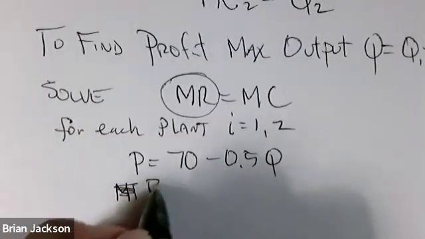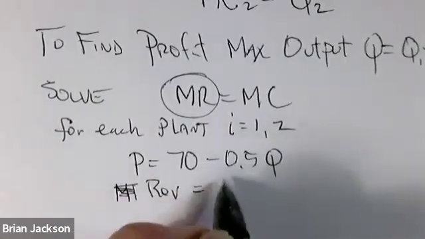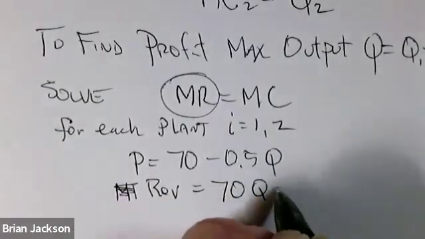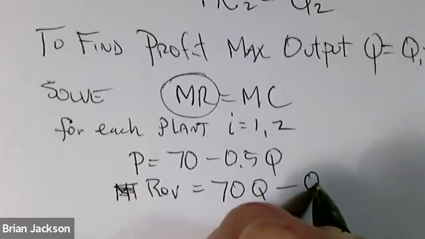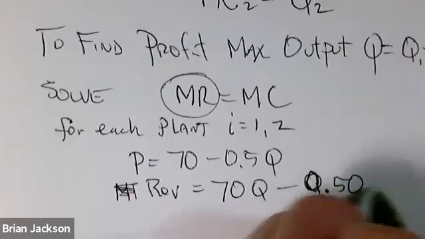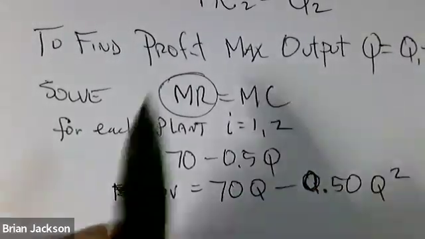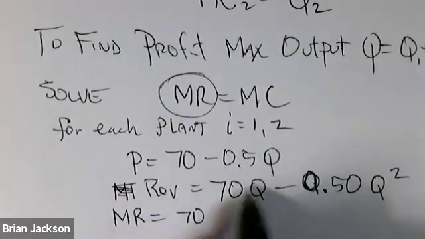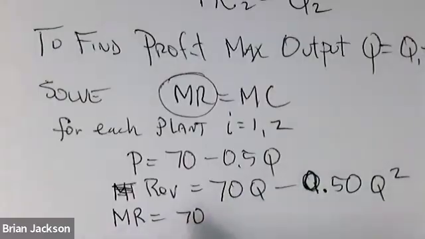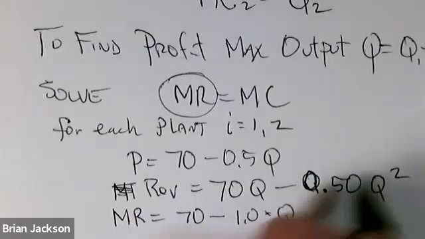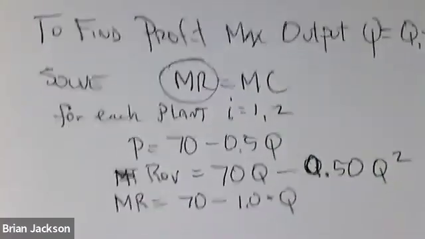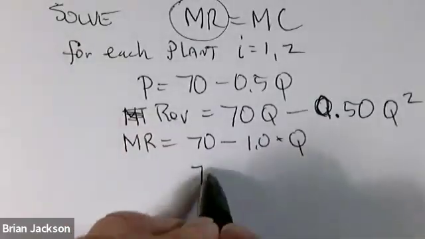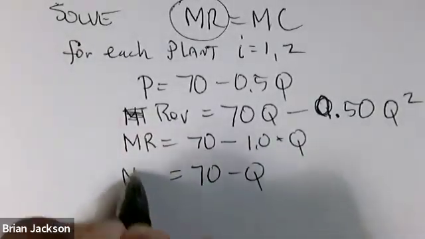Let's say revenue is found by multiplying through by Q. So this is 70Q minus 0.5Q squared. And so marginal revenue is 70 minus 2 times 0.5 times Q. Remember the exponent comes down front, you knock the exponent down by 1. 2 times 0.5 is 1.0. So 70 minus Q is the marginal revenue.